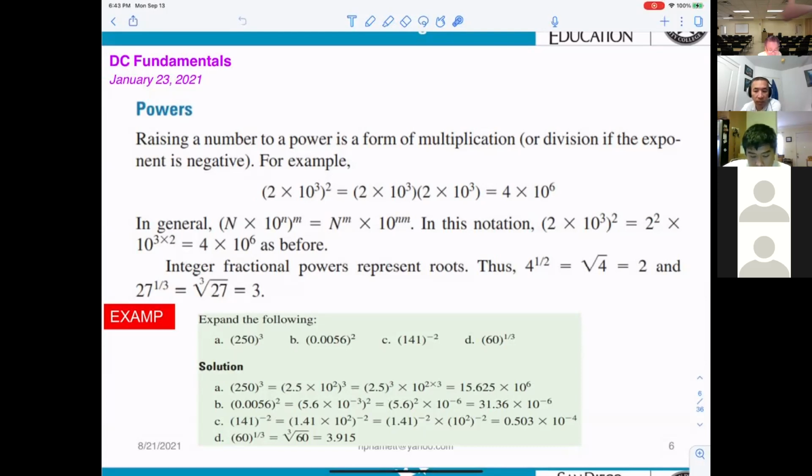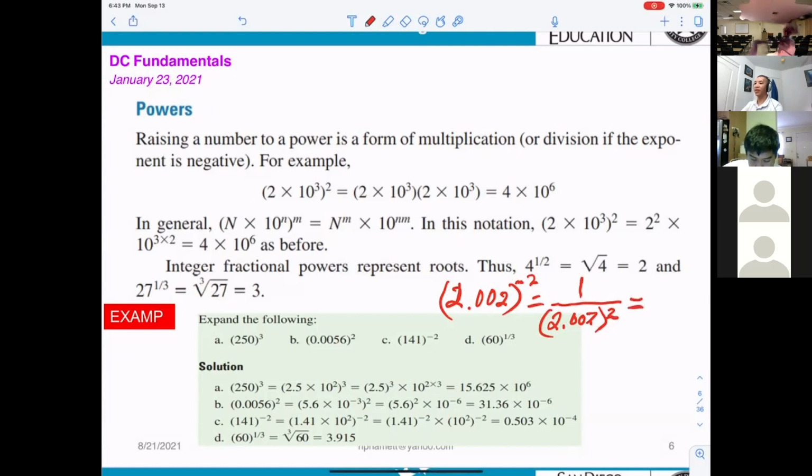Okay, now either way you want. Let's see, 2.002 to the power of minus 2, right? Then you can do it this way: 1 divided by 2.02 to the power of 2. Okay, now I want to square this one.